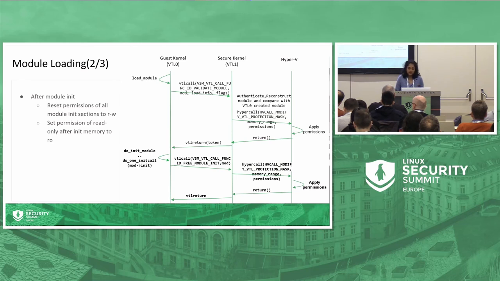And as part of this VTL call, the previous unique token is passed to VTL1. So VTL1 is able to identify which module, which is the module with that token. And so it goes ahead and applies the relevant permissions. In case of init sections, all it does is change the read execute to read write. And in case of read only after init, it goes and sets the read write to read only. And then it returns back.